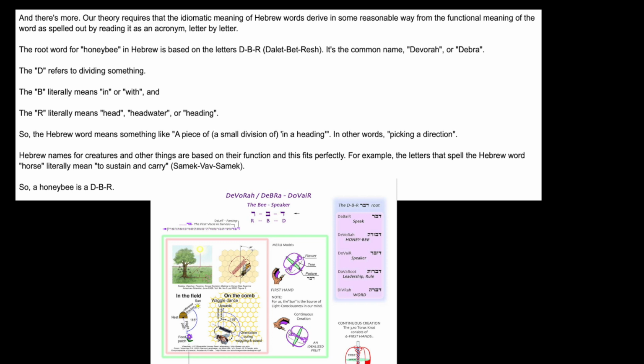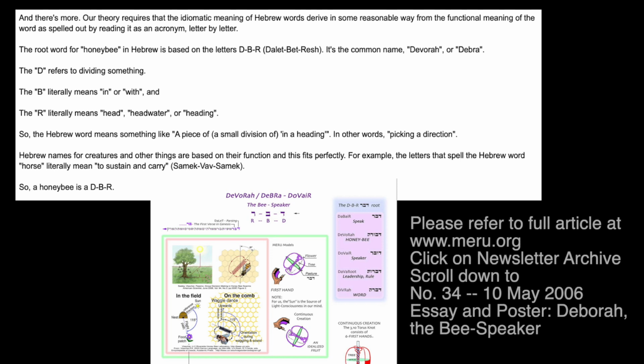If you think about that for a second and picture it in your mind, you'll see what he was talking about. Hebrew names for creatures and other things are based on their function, and this fits perfectly. For example, the letters that spell the Hebrew word horse literally mean to sustain and carry. So, a honeybee is Dalet Beit Resh, DBR, and he wrote that in May 2006. Okay.